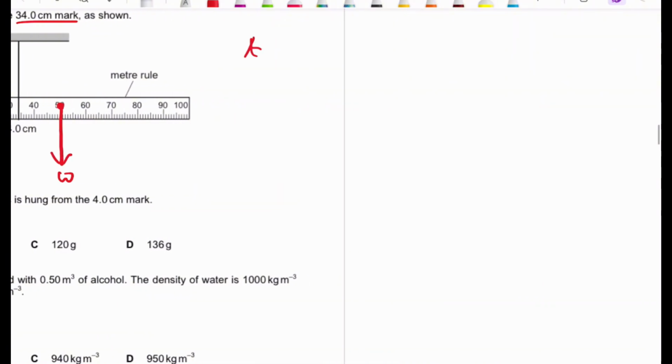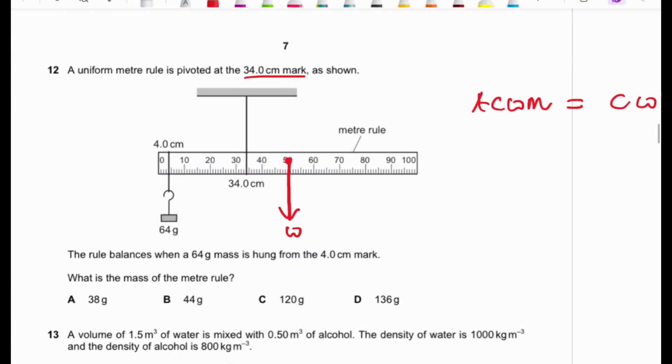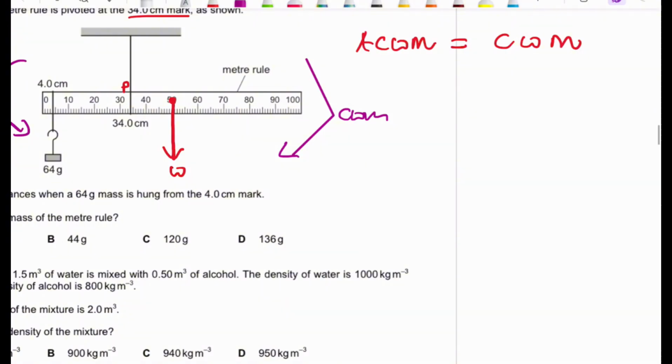But we know that the sum of the anti-clockwise moments will be equivalent to the sum of the clockwise moments, right? So what are the anti-clockwise moments? If this is my pivot P, all the forces acting here are my anti-clockwise moments, and all the forces acting here are my clockwise moments, right? So my anti-clockwise moment is going to be that one.